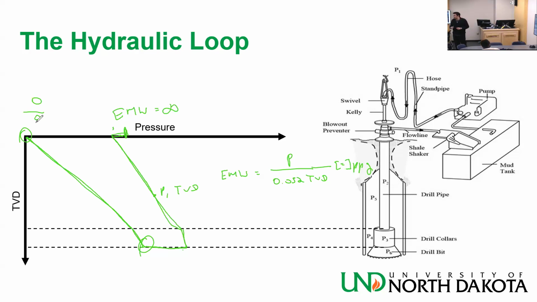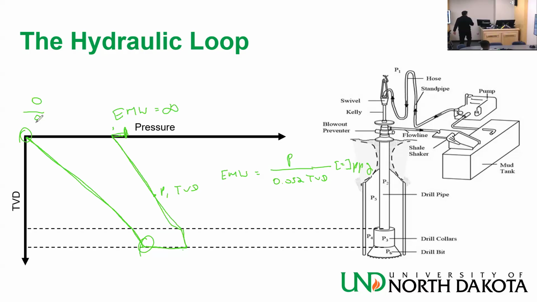P and TVD cancel each other out, the changes. So one increases, the other one decreases. Sorry, they both increase, but they are canceling each other out in a sense. But you are losing pressure to friction. So you are expecting it to decrease as you go down, because I'm basically losing pressure to friction.